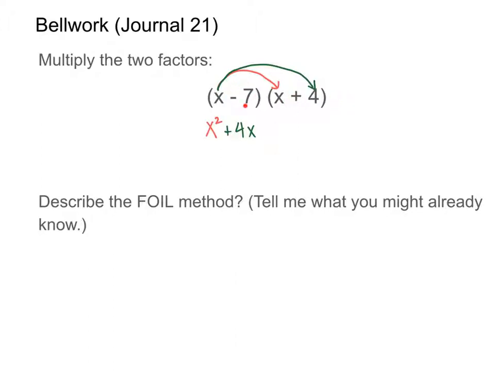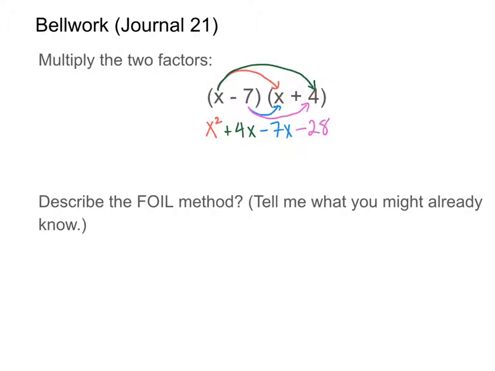So now I have to go to the next term in the first parentheses and distribute the negative 7. So I'm going to go ahead and do that. So negative 7 times x is negative 7x. And then negative 7 times 4 is negative 28.